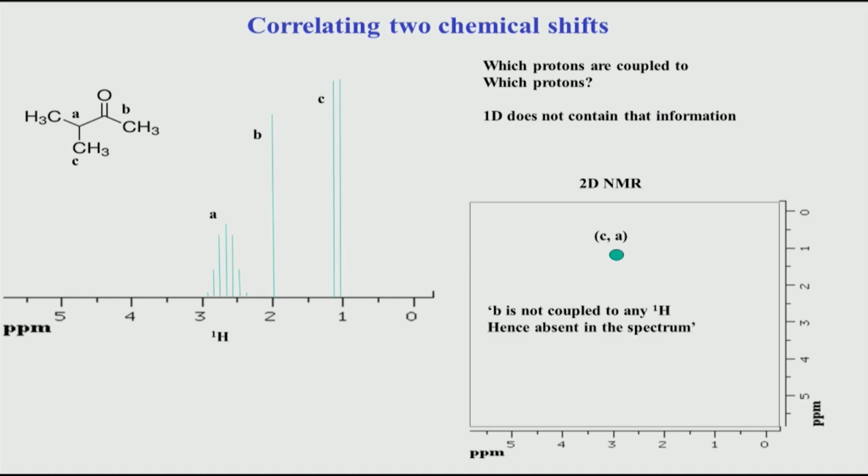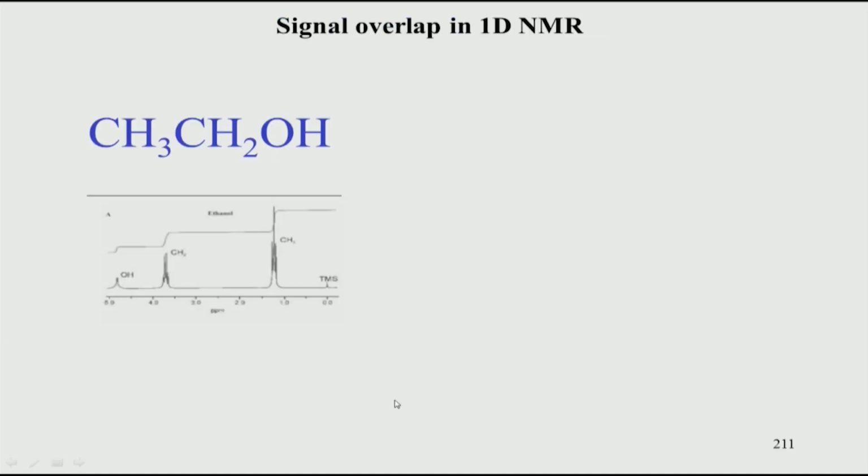Now, let us see the next example of 2D, which helps to resolve overlap. This is what I was saying previously, that B is not coupled to any hydrogen, therefore it is absent in the spectrum. This type of experiment is called homonuclear. Two homonuclei coupled to each other are detected on both axes. So, it is an example of a homonuclear experiment.